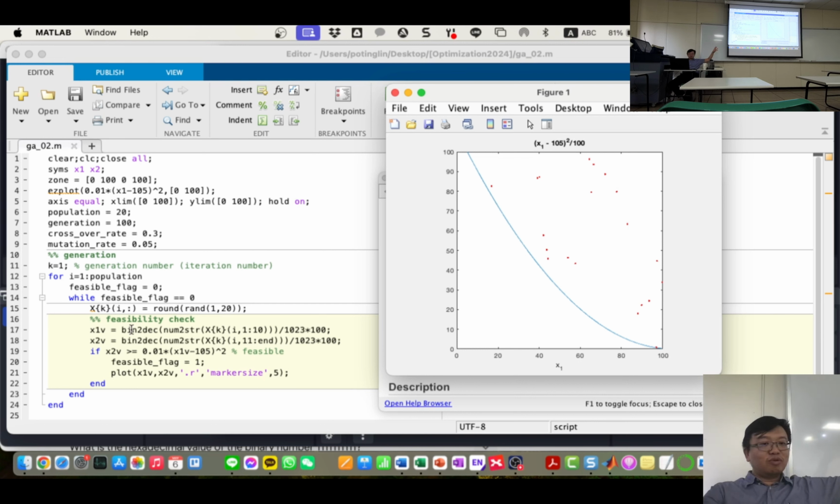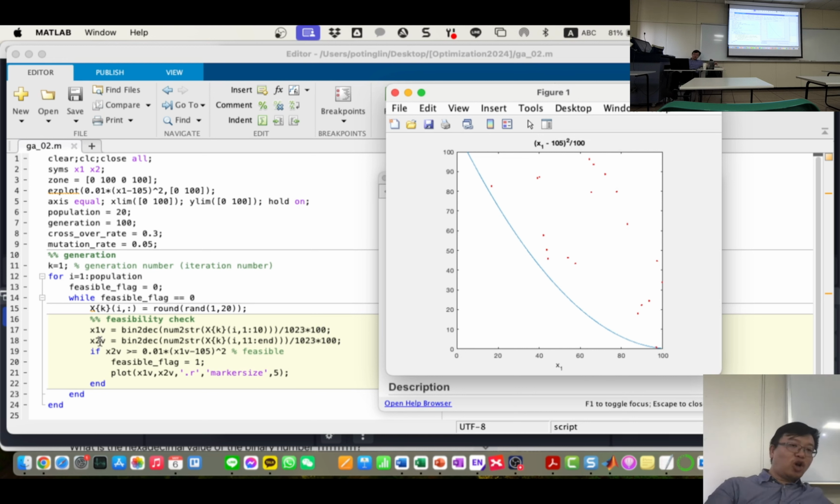Convert to decimal, or convert to string. So they are 20 0s and 1s, but they are characters. Now binary to decimal, converting to a real number. So it will become an integer from 0 to 1023. If you divide it by 1023 times 100, it becomes a value ranging from 0 to 100. My design space ranges from 0 to 100.